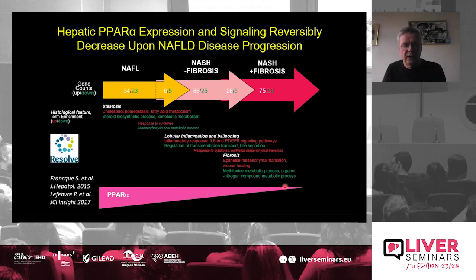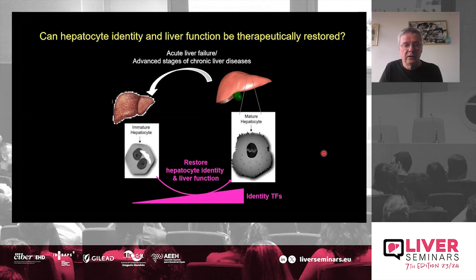And we're studying the mechanisms in addition to what I already told you in more detail. But this could be one of the reasons why single PPAR alpha or hepato-only PPAR agonists have not yielded the expected results, because we come in the patients when the pathway is already quite a bit downregulated. The question then is, can you restore the hepatocyte identity and liver function in a condition of hepatocyte damage?